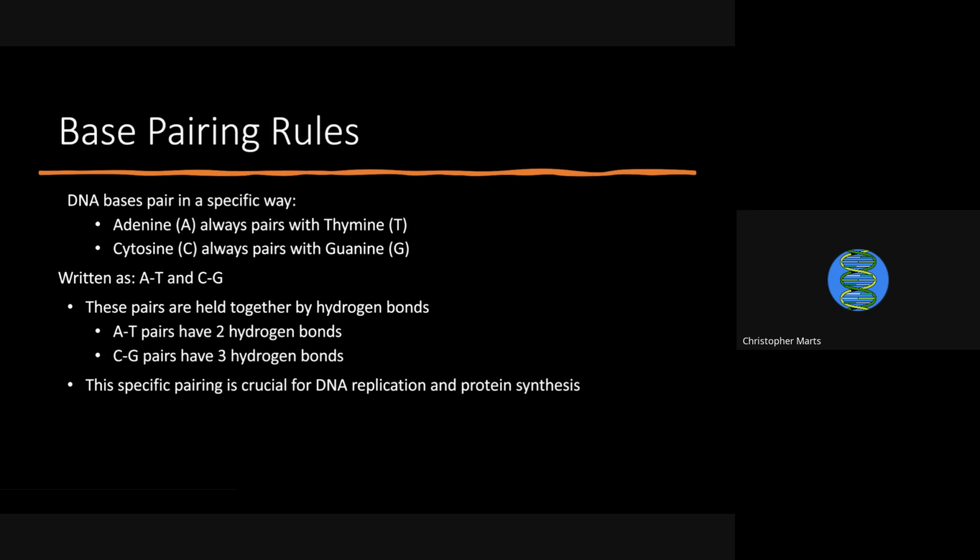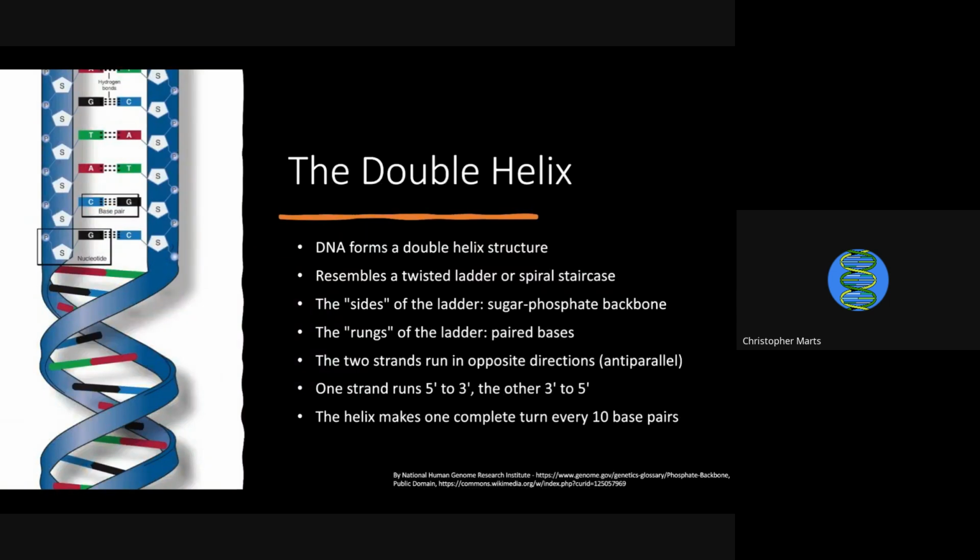Also, remember they pair together with hydrogens in the middle. AT gets 2 hydrogens. CG has 3 hydrogen bonds. So when they pair together, they're going to end up looking like this. Like here we have a G and a C. There's T and A or AT.